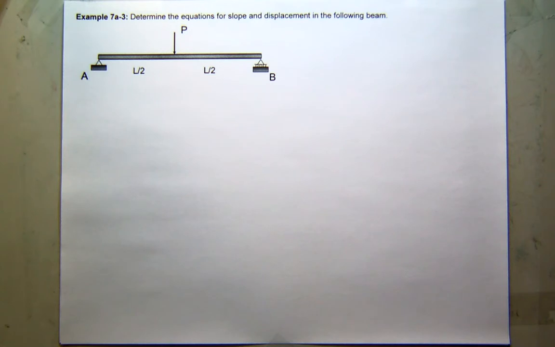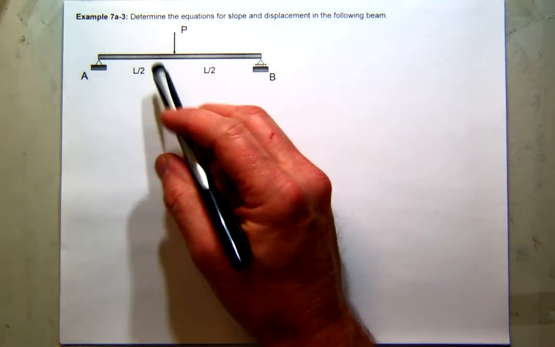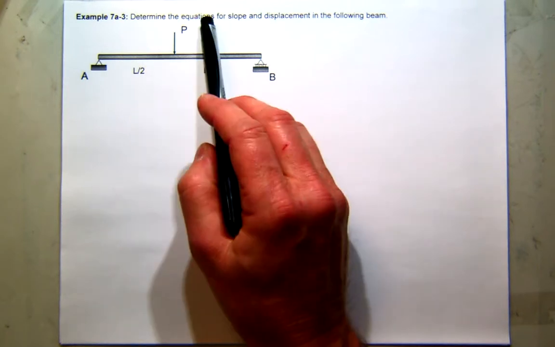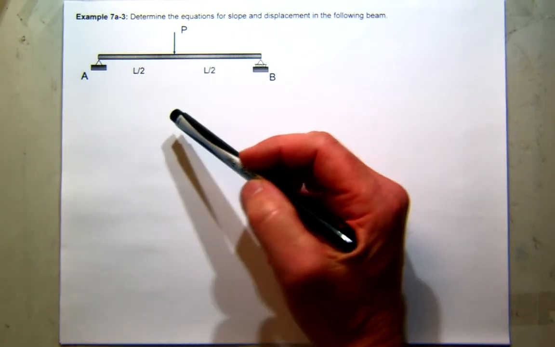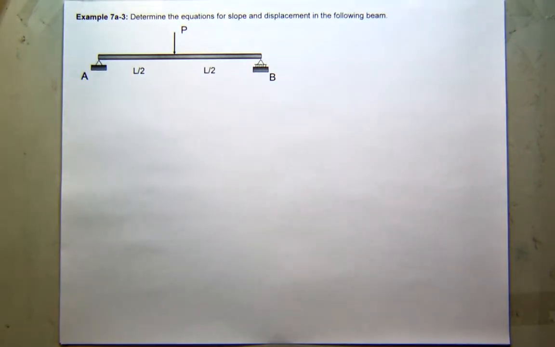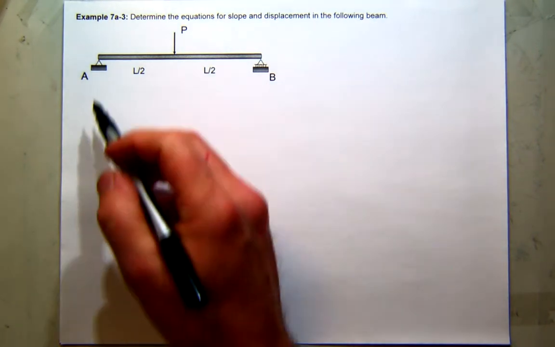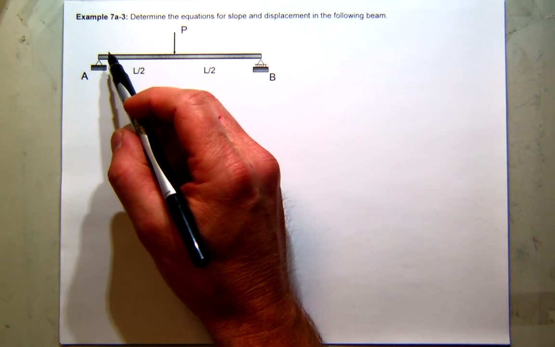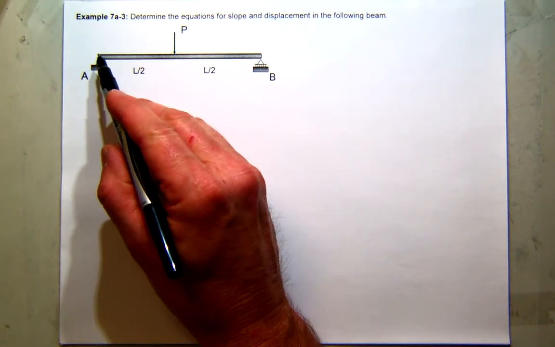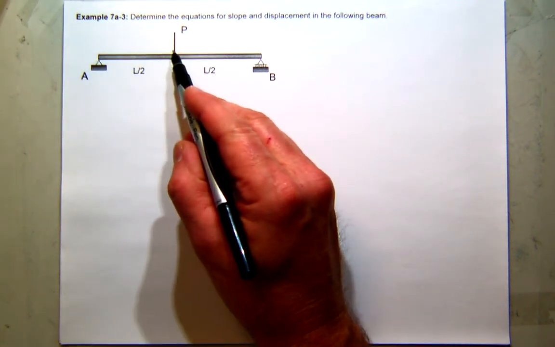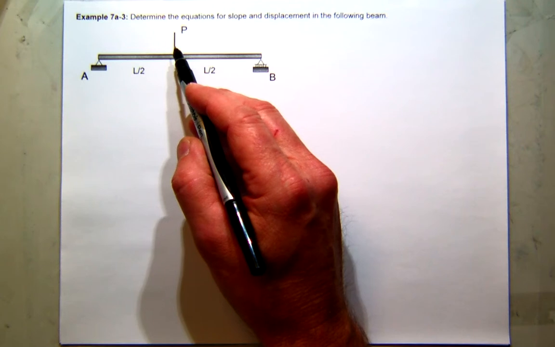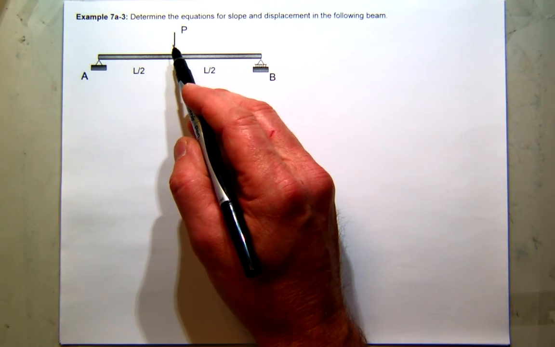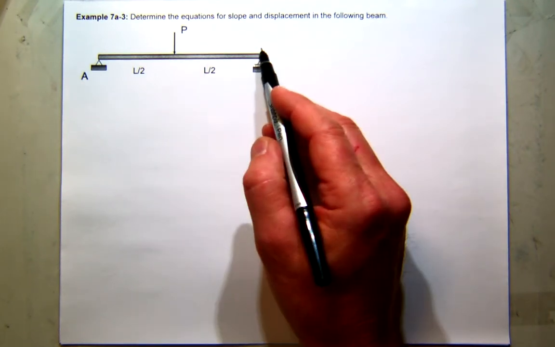All right. So let's start this problem. What we have here, again, is that we want to find the equation for slope and displacement for this structure. Now what's different from the problems we've worked before, you'll notice, is that the load is discontinuous. We have no load and then suddenly a point load, a singular load, which always kind of messes the whole thing up. And then we have no load again.